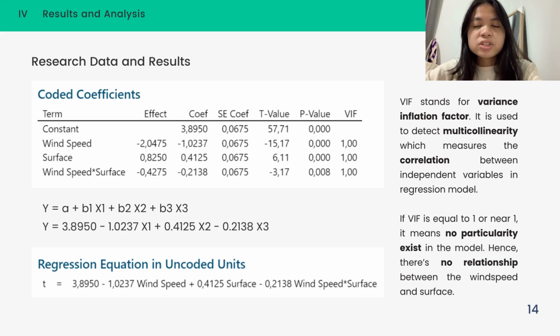Note that the coefficient column is basically the multiple regression line. In the end, we have VIF here, which stands for variance inflation factor. This is basically used when we have multiple factors, to check whether there is multicollinearity or not. So the idea is, if the variance inflation factor is 1 or near 1, that means no multicollinearity exists in the model. Multicollinearity here means a relationship between the factors, so if there is none, they are considered independent variables.